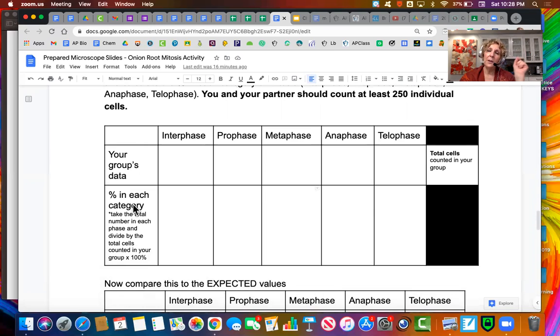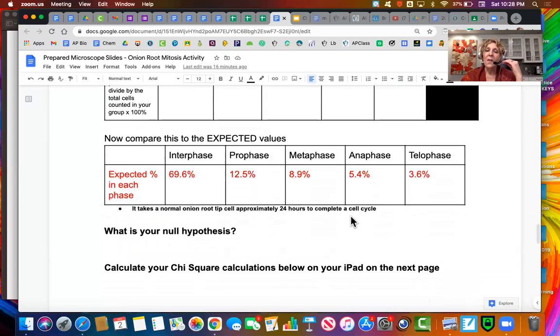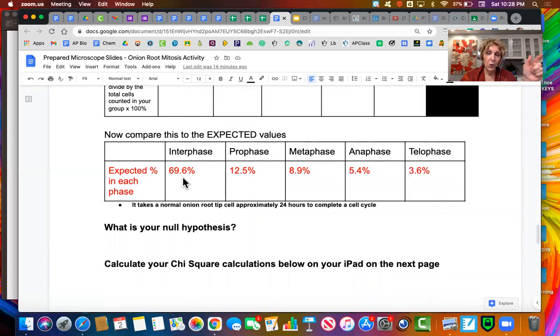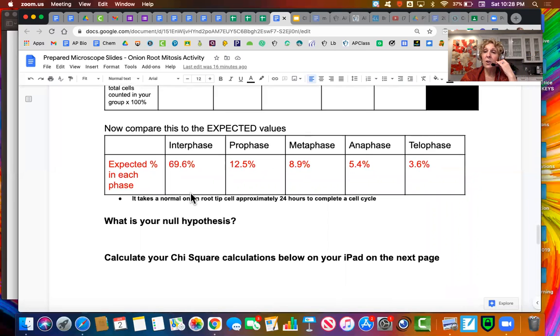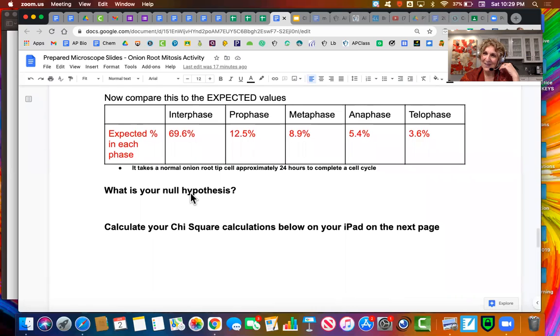And then you're going to calculate the percent of cells that you counted in each of those phases. So you take the number that you saw in that particular phase, in this case interphase, and divide it by the total cells counted in your group times 100. Okay, so you should get some percentages there. Then I want you to compare what you and your partner did with the expected values of the number of cells that you should see in interphase, prophase, metaphase, anaphase, and telophase. Okay, and so then you're going to practice a chi-square analysis for me, all right?